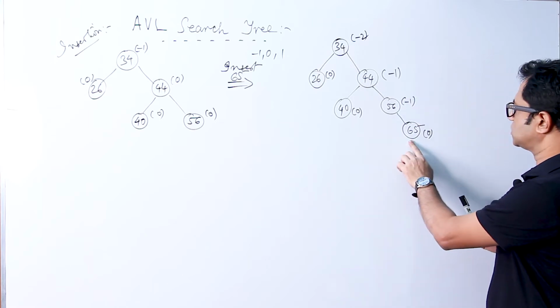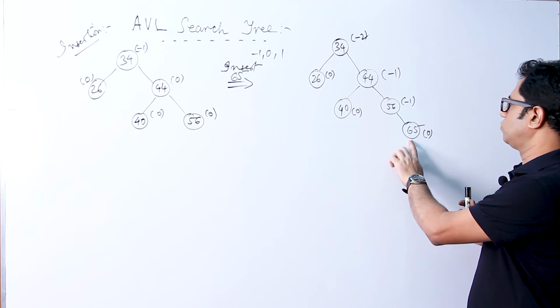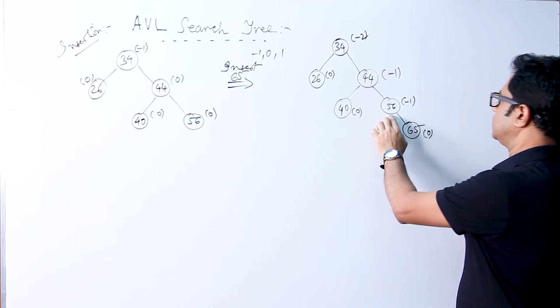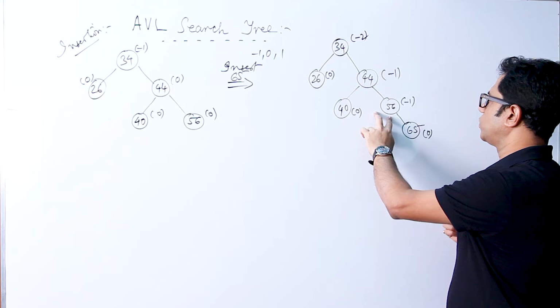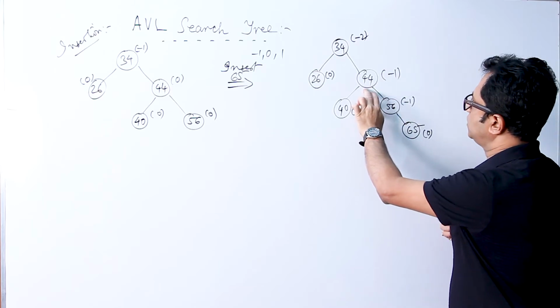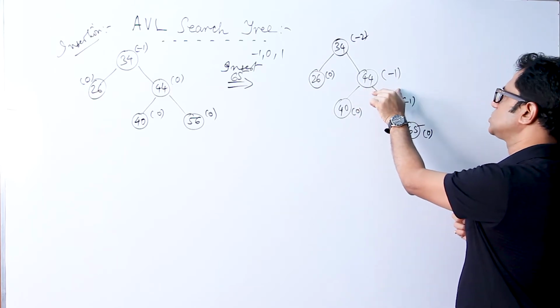So let me start from here. The balance factor is 0 over here. It is well and good. This balance factor is minus 1. It is also well and good. This node, 44, has a balance factor of minus 1. This is also well and good.